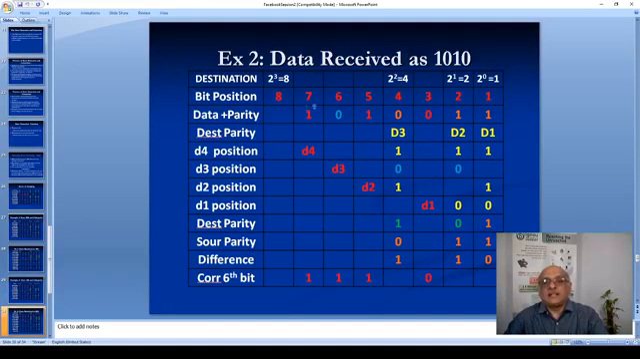Now data and parity is transmitted. Unfortunately, this time an error is introduced in the 6th bit position. Data is received as 1010, right? So is there any error? D4 once again contributes to this. D3 contributes to P3 as well as P2.